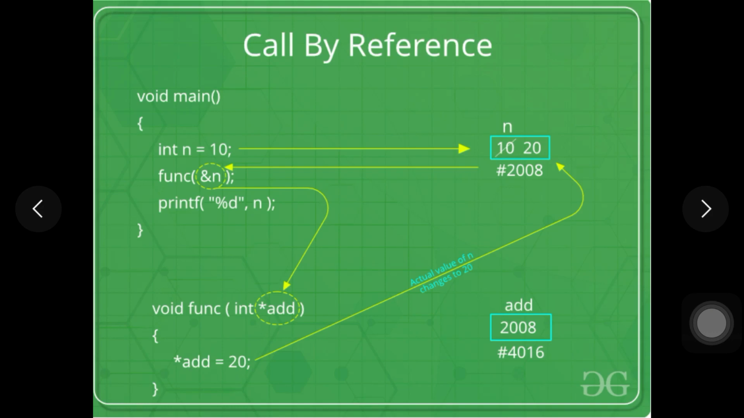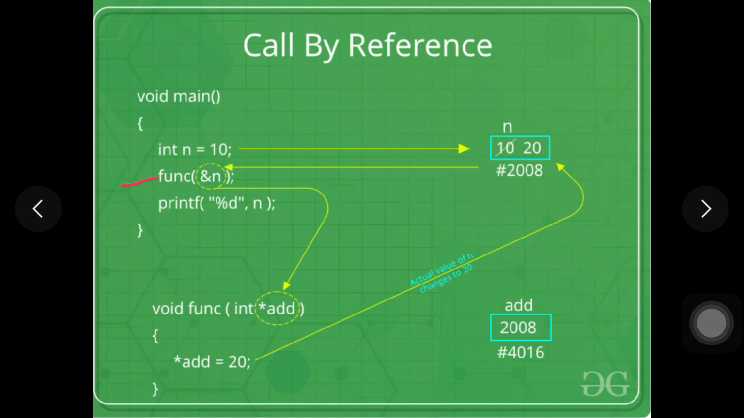In the main function we have initialized variable n with 10. So the value of n is 10 here. And we are calling the function here, that is func, with ampersand n. Now what is ampersand in C? Ampersand in C is the address operator. So here the address of the variable is passed as a parameter to the called function.